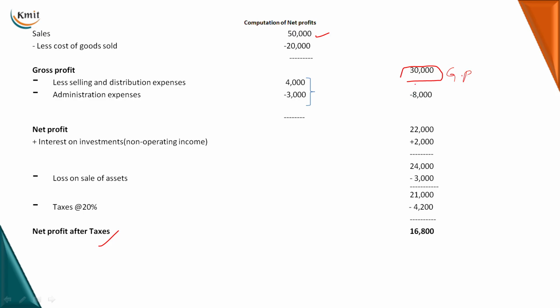Gross profit. So to this gross profit, you are going to adjust or reduce the selling and distribution expenses and the administrative related expenses. So that is amount 8,000. So 30,000 minus 8,000, the resulting figure will be your net profit.